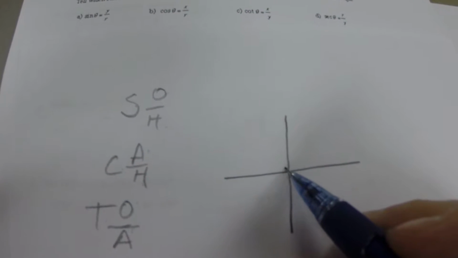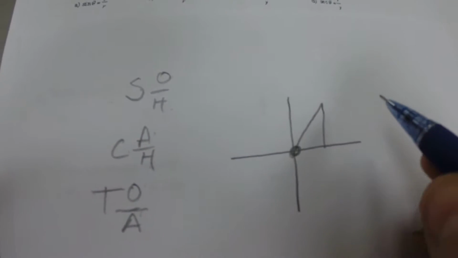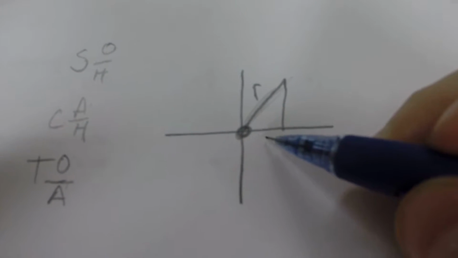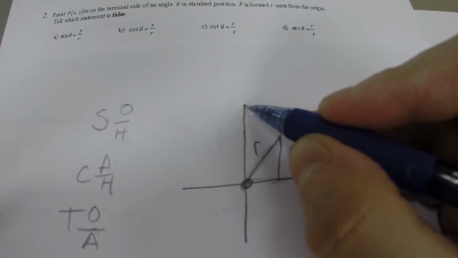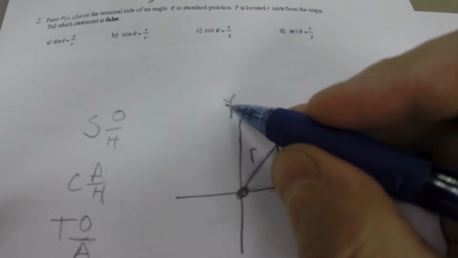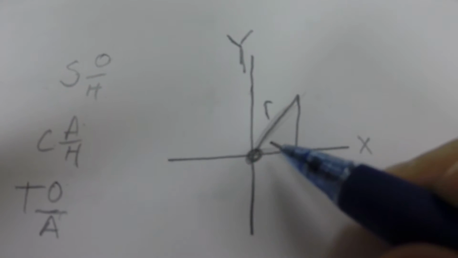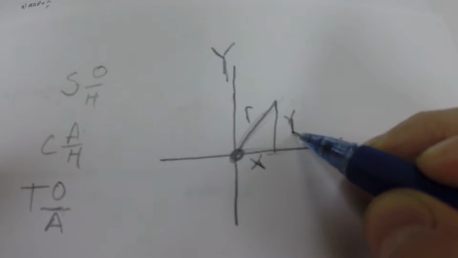Something else worth noting: all of pre-cal deals with the unit circle. You should have your unit circle memorized, be able to recite it forward, back, inside, out, and understand everything about it, because we spent a semester on it. This guy right here is the radius. We usually call this the x-axis, and we call this the y-axis. So this guy here represents x, and this guy here represents y.